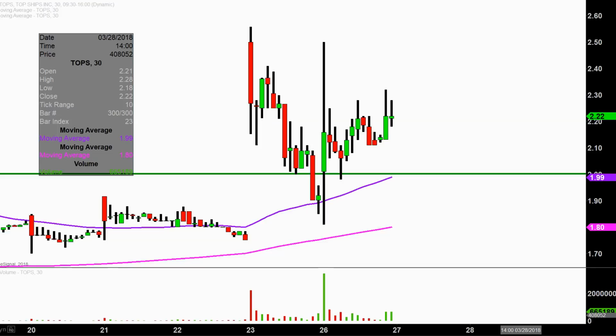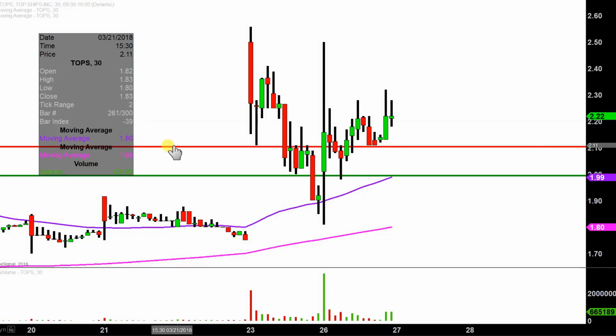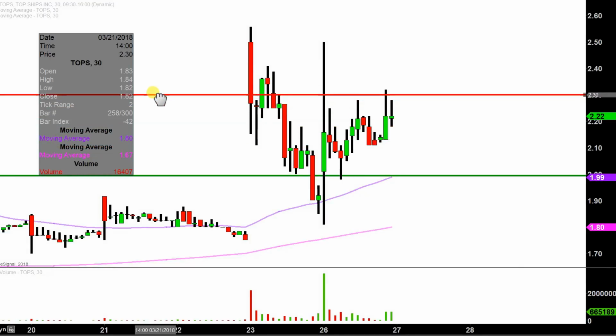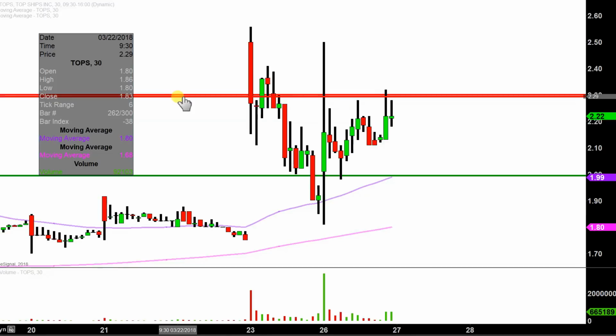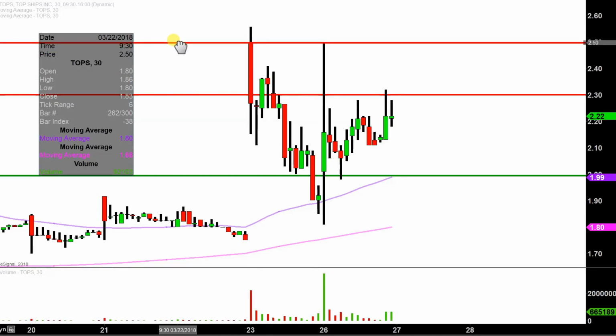What about those areas of resistance? As far as where potential sellers are hanging out, shorter term level right up here at about $2.30, and then after $2.30, the next key level to keep an eye on sits at $2.50. So $2.30, $2.50, key levels of resistance going forward, but got quite a bit of price action on this one today. The week is young, so we'll see how things continue to unfold.